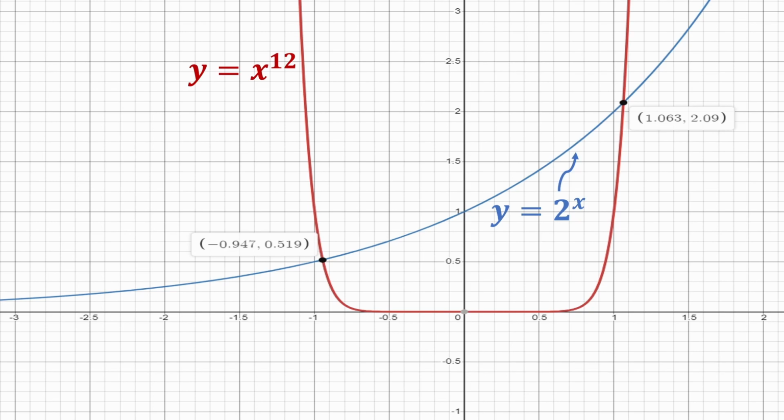From our Desmos sketch, we see that between the two known intersection points, 2 to the x is greater than x to the 12th. We also know that there are no intersection points when x is less than negative 0.947, since 2 to the x is headed to 0 asymptotically, whereas x to the 12th will head to infinity. So we can safely ignore that region. That means we need to investigate what's going on when x is greater than 1.063.